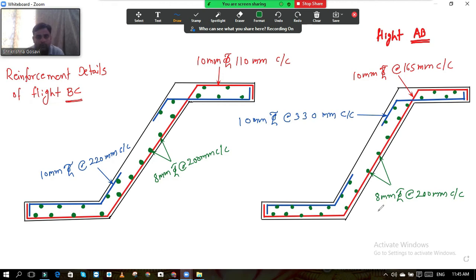Okay. So with this, this unit is over. We have seen the design of dog-legged staircase. We have seen the design of open well staircase, how to design. In the examination, normally 95% of the questions will be asked on dog-legged staircase, because for the open well staircase the design procedure is very long. That is why in the examination normally the question will be on dog-legged staircase. But still we have gone through both the designs, and we have also drawn the reinforcement details.